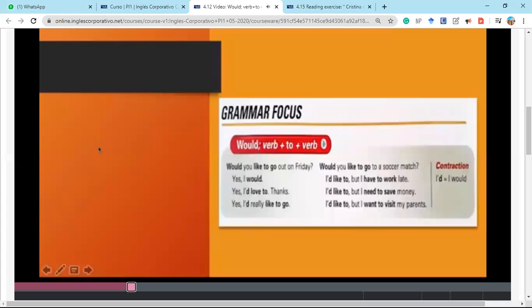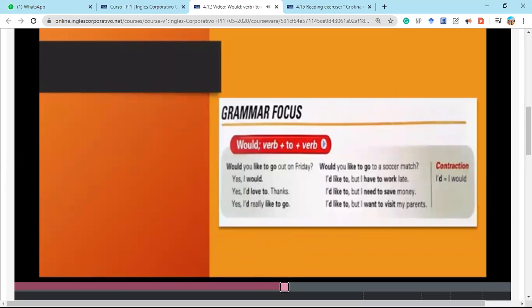Would plus verb plus to plus verb. Would you like to go out on Friday? Yes, I would. Yes, I'd love to. Thanks. Yes, I'd really like to go. Would you like to go to a soccer match? I'd like to, but I have to work late. I'd like to, but I need to save money. I'd like to, but I want to visit my parents.